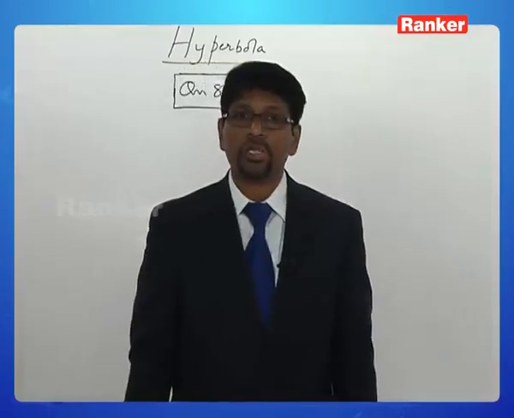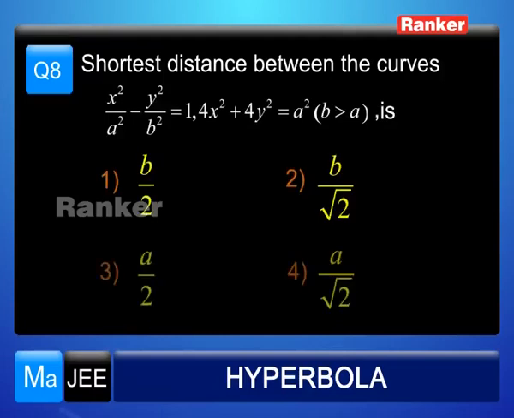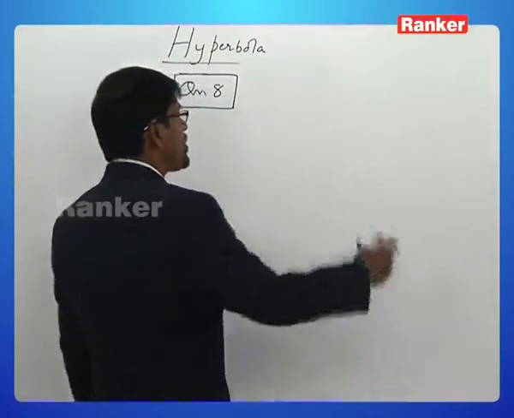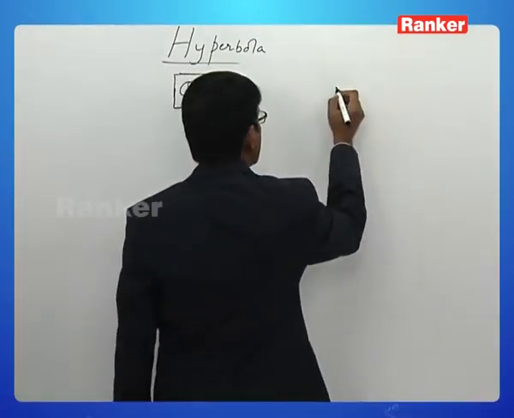Let's move to the next question. Question number 8. The shortest distance between the curves x square by a square minus y square by b square is equal to 1 and 4x square plus 4y square is equal to a square, with b being greater than a, is: first option b by 2, second option b by root 2, third option a by 2, and fourth option a by root 2. Now let's plot these two curves. X square by a square minus y square by b square is equal to 1.